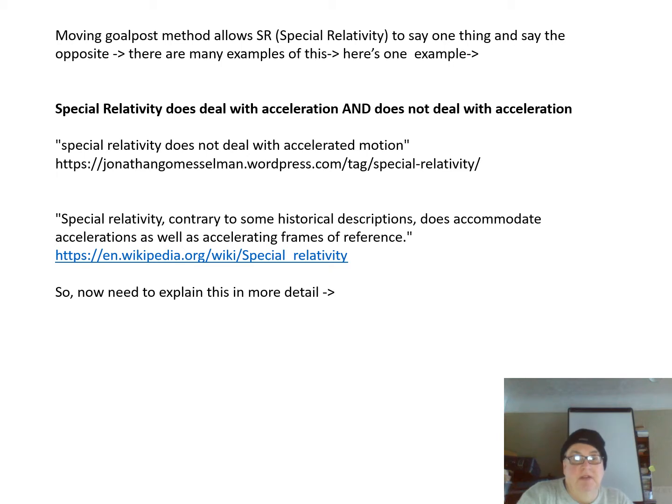with accelerated motion. And then when I go to Wikipedia, I find Wikipedia says special relativity, contrary to some historical descriptions, does accommodate accelerations as well as accelerating frames of reference. So I now need to go into more details about this, how one person says one thing and other people say something else.